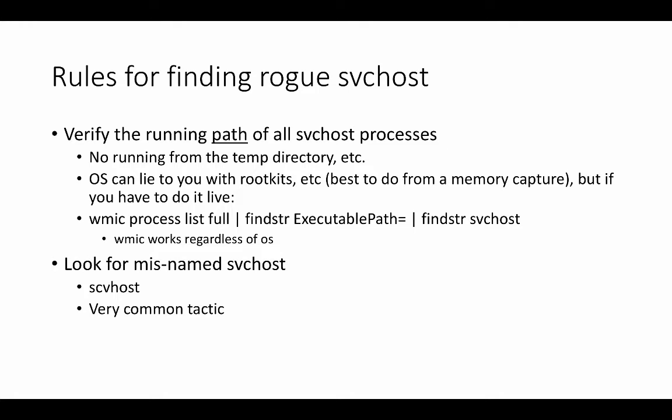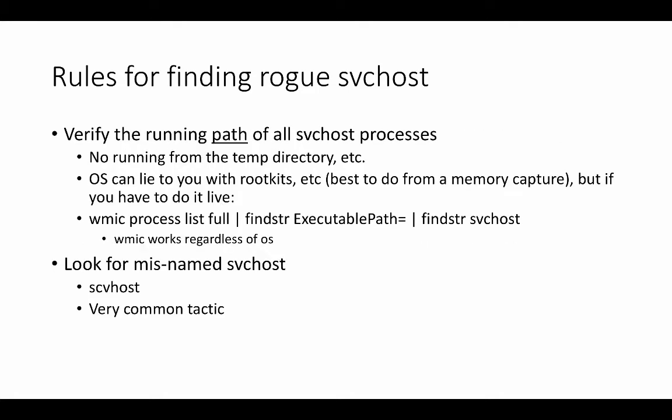So an operating system obviously can lie to you if there's a rootkit involved and hide completely, or tell you, oh yeah, everything's fine when it's not. But for the most part, there are some particular tools that you can use, and I'm going to show you all these scripts in just a second. The other thing you want to look for is misnamed service hosts. Creating something that's svhost instead of svc, that's a common tactic. It's been done a lot.